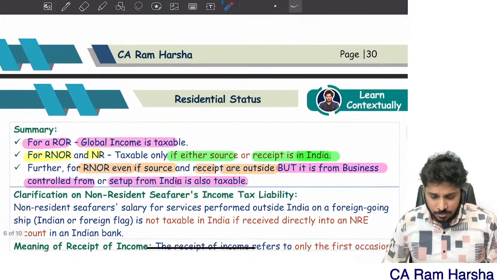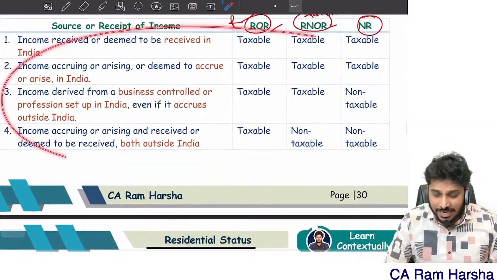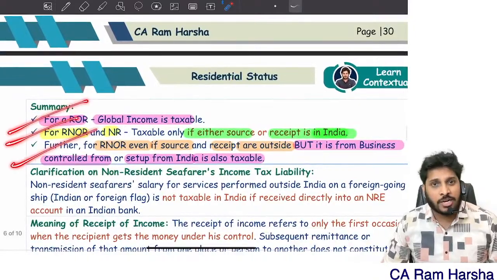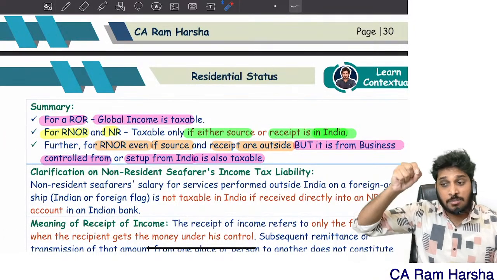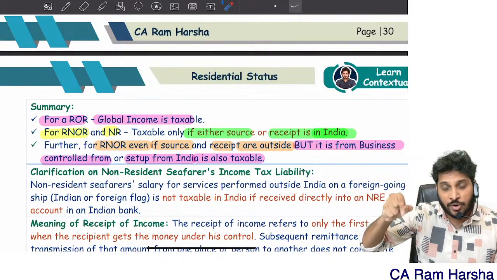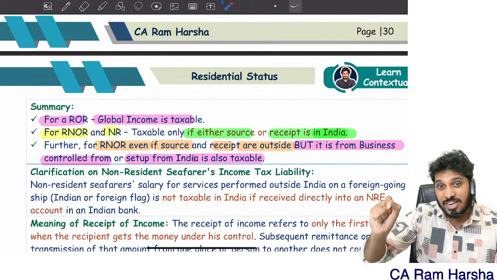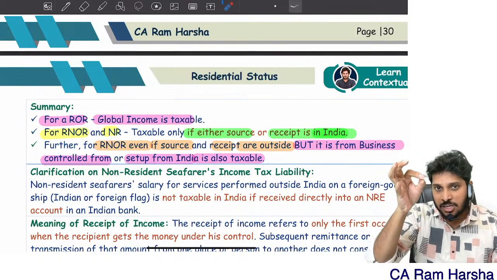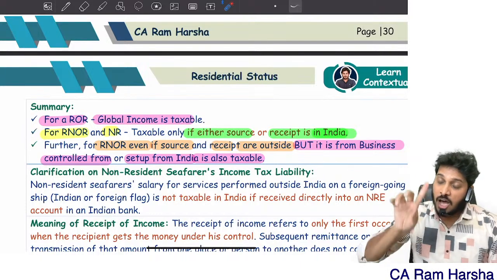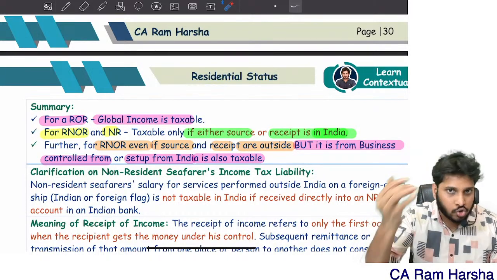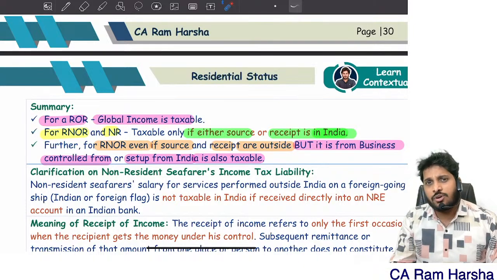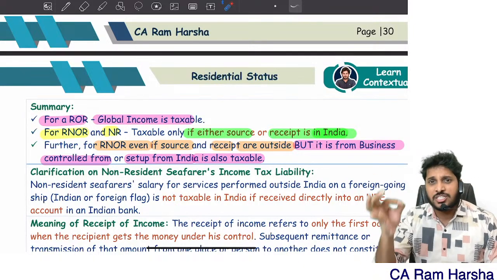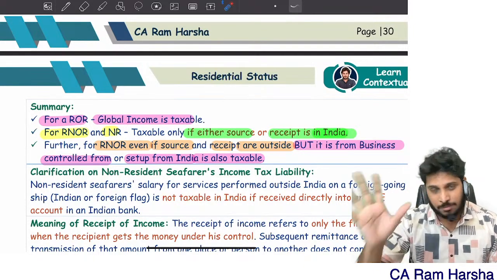Getting it? Indirectly, this entire table is given in 3 simple points. For ROR, global income. For RNOR and NR, income accrued in India or deemed to accrue in India, or income received in India or deemed to be received in India. These 2 only are taxable. For RNOR, even though the source is outside and receipt is outside, if it is from a business controlled from India or a profession set up from India, that is also taxable.